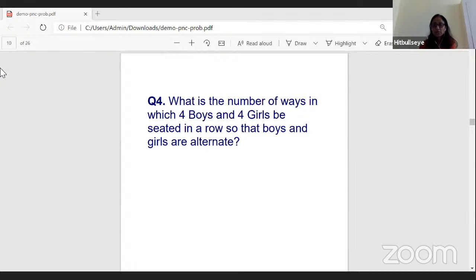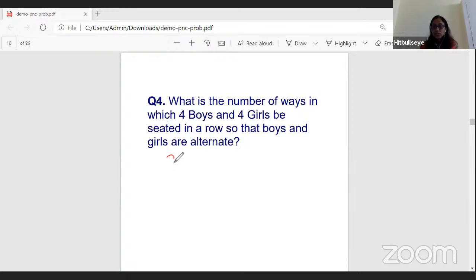So this is the next concept in which you are making some people sit in an alternate manner. So 4 boys and 4 girls, they are supposed to sit alternately. How can you make that happen? So call those boys as B1, B2, B3, and B4. Call those girls as G1, G2, G3, and G4. Then think of what can you do about their arrangement. Try to visualize it. You have to make them sit alternate.